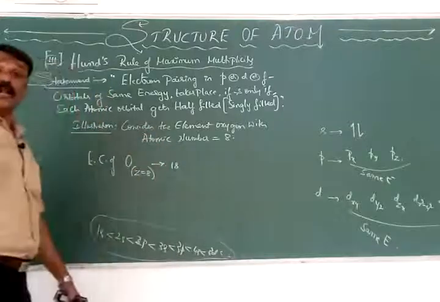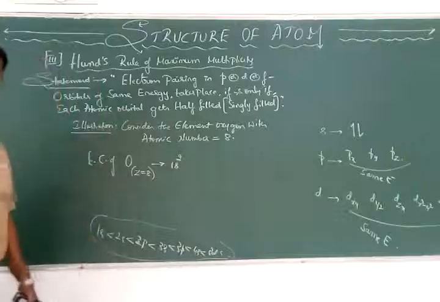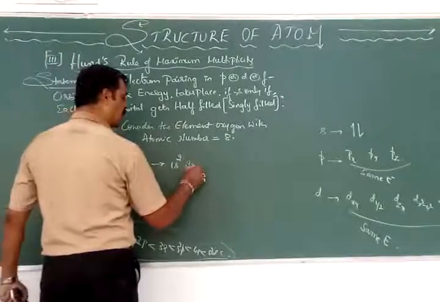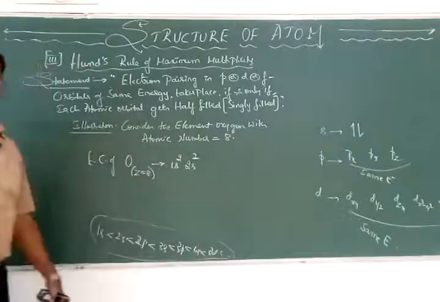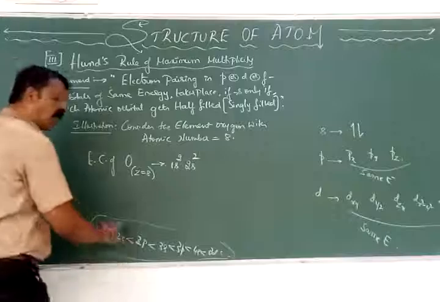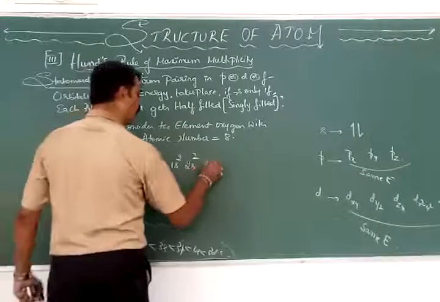S can accommodate how many electrons? 2 electrons. It is 1s2. After filling of 1s we are having the 2s. Therefore 2s. S is also having again 2. 1s2, 2s2. P can accommodate how many electrons? 6 electrons. Therefore it is 2p.